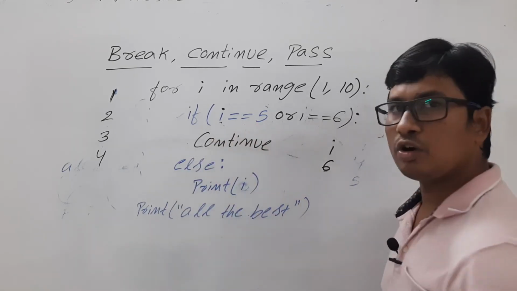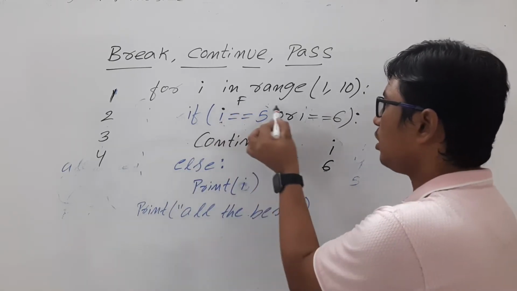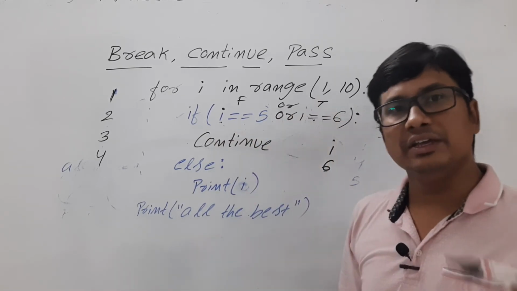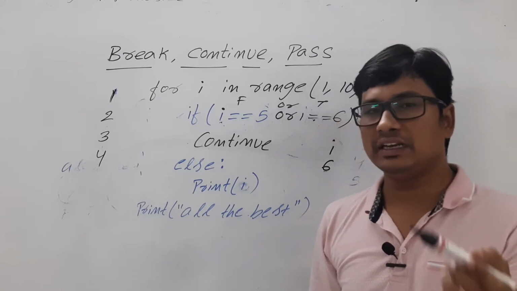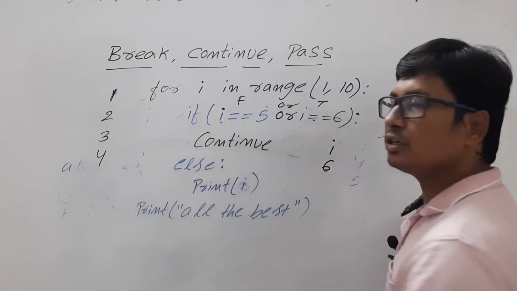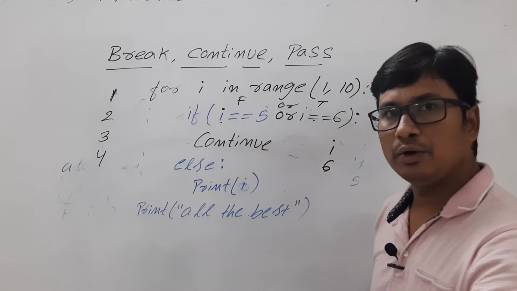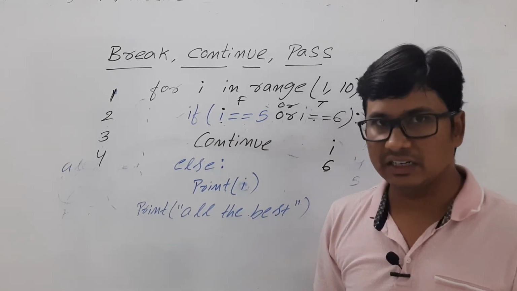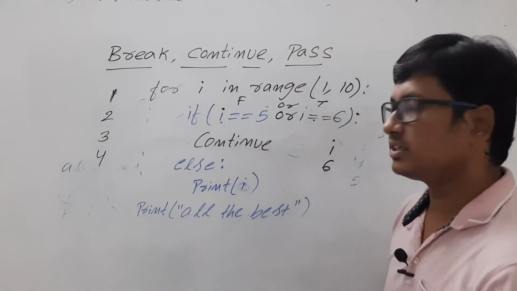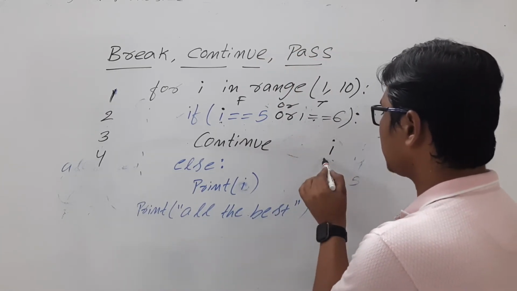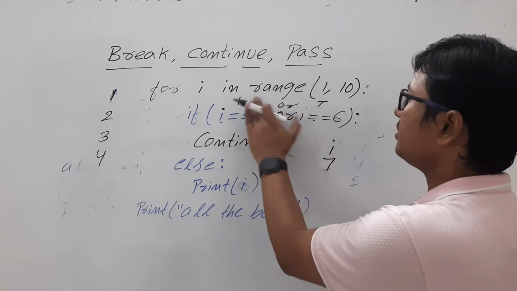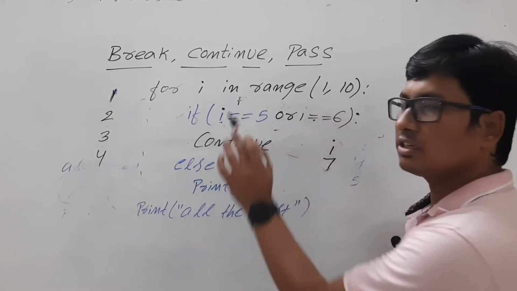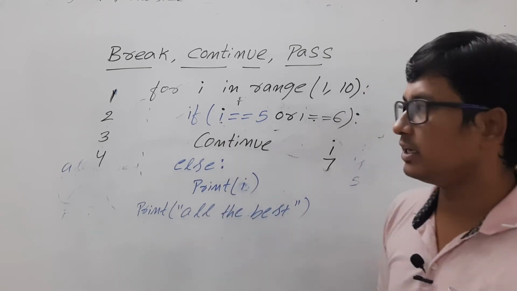Now 6 is not equal to 5. This will be false. However, this will be true. So as it is a logical OR, if any one condition is true, the entire condition will be true. Again the continue statement will be executed. Now it will again stop executing the statements in the current iteration, and it will go for the next iteration. So now i value will become 7. Now 7 is not equal to 5, not equal to 6. So this condition will be false. The else statement will be executed.